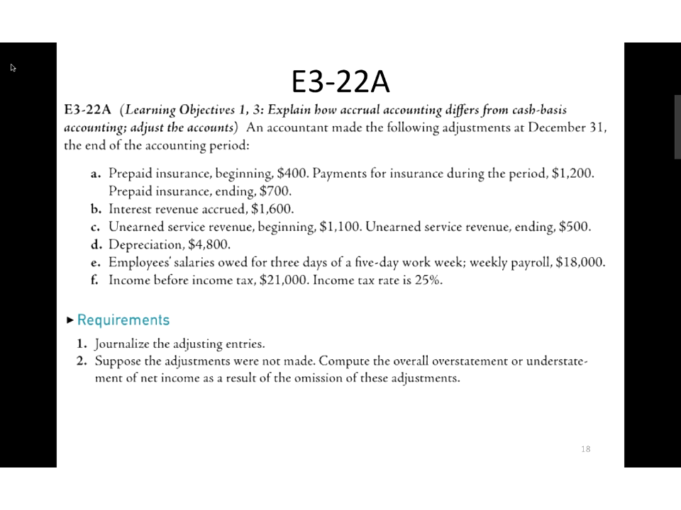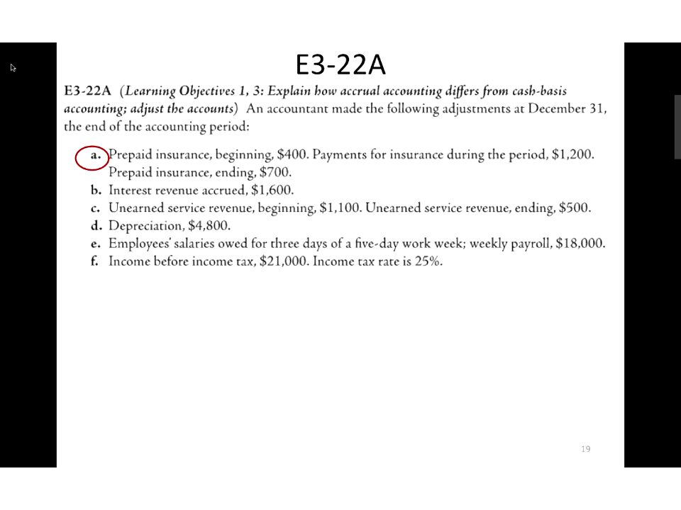Okay, so exercise 322A. What we have here is A, B, C, D, E, and F all require adjusting entries, okay? So we're going to be walking through the adjusting entries for these items. We're going to do number 1, requirement 1 says write the adjusting entries. Requirement 2 is something we'll get to, so we'll come back to requirement 2. What we're going to do right now is work on doing the adjusting entries for what's going on here.